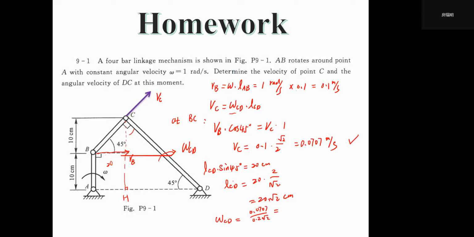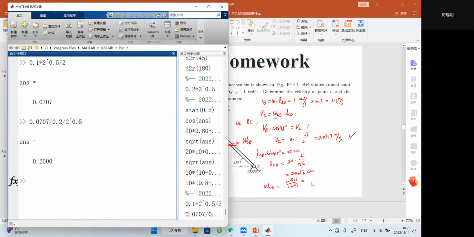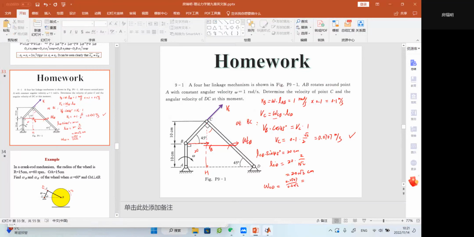And then we can use MATLAB once again to find the final result. So let me do that. So once again, we use 0.0707 over 0.2. I don't know how to write it in English. Two to the power 0.5 actually is square root second, right? So the final result will be 0.25.